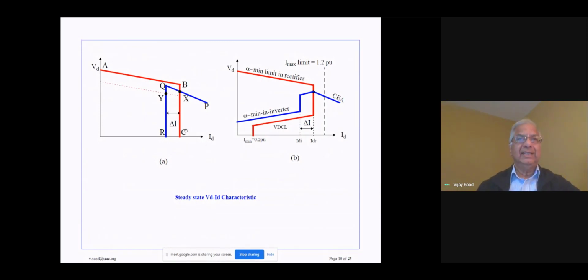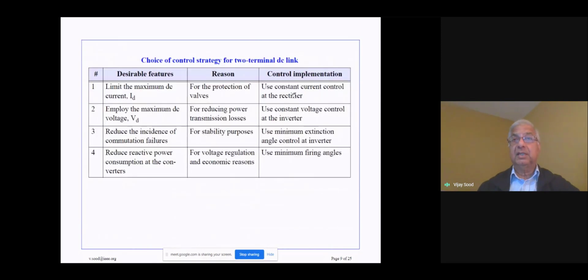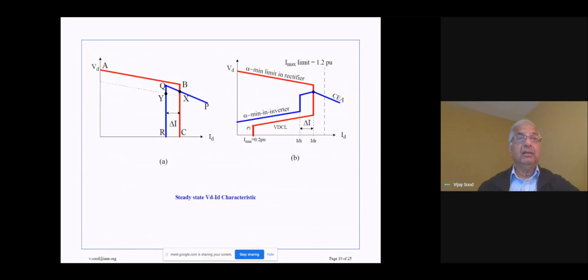This line BC over here represents a constant current characteristic. If you looked at the requirements over here, we said we want a constant current controller at the rectifier. So to implement this, characteristic BC is implemented. So now you can see that the equation number 1 defines the line AB, and the line BC represents a constant current characteristic. This area over here represents the operating area, the operating zone for the rectifier.